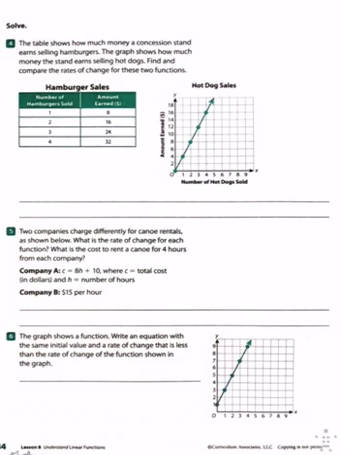Number 4, the table shows how much money a concession stand earns selling hamburgers. The graph shows how much money the stand earns selling hot dogs. Find and compare the rates of change for these two functions. So I go 1 to 2, 2 to 3, and 3 to 4. I'm going up 1. 8 to 16 to 24 to 32 is up 8. So y over x is 8 over 1. 8 over 1 is 8. They make $8 per hamburger.